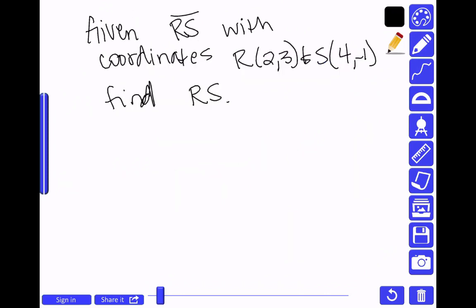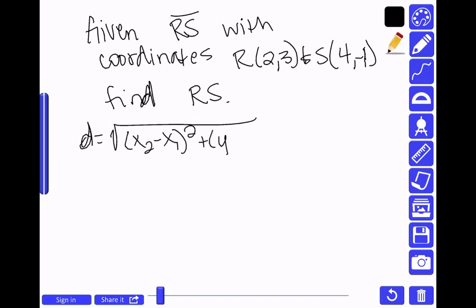All right, so now we're going to actually use the distance formula. So it says given segment RS with coordinates R (2, 3) and S (4, -1). Find RS. Now remember, this means the distance of RS. So notice it doesn't have the line on top. So that means distance. So let's remember our formula. D equals the square root of x2 minus x1 squared plus y2 minus y1 squared, all under the radical. So now we're going to plug in our values.